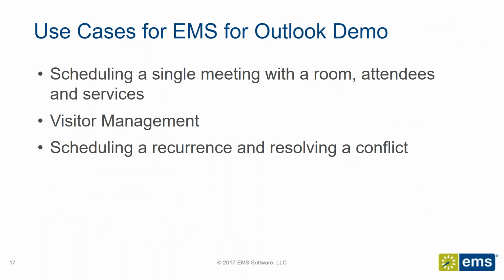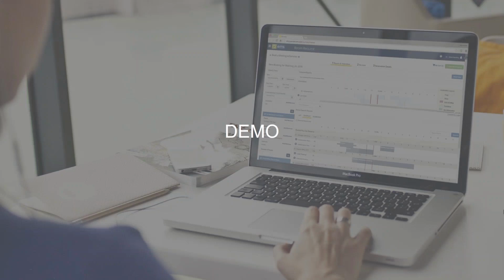Okay, and a few use cases that I'm going to show you here. We're going to walk through booking a single date meeting with a room, Outlook attendees, and some catering as well. I'll show you what the visitor management component looks like. And then the last use case I'm going to show you is scheduling a short recurrence where the room is not available for all dates so that you can see the conflict resolution process. So just one moment while we switch screens, please.